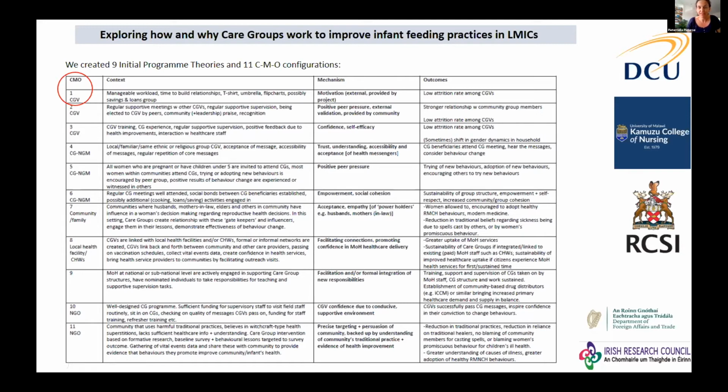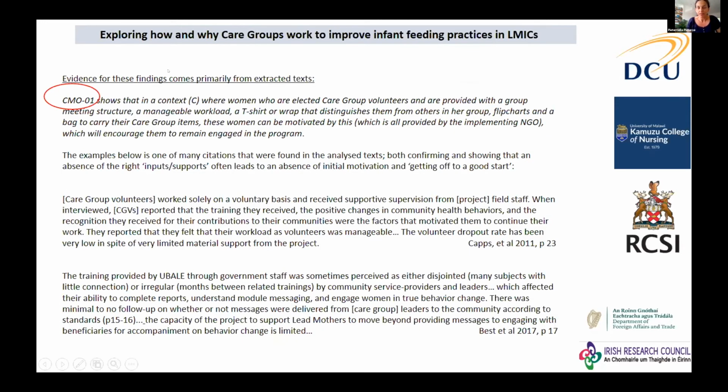Yeah, sorry, the next slide. So here, this is an example of how we worked with each of the context, mechanism, outcomes. In our first one, we were concentrating on the care group volunteer.